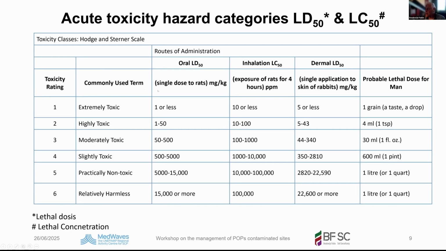Toxicity is expressed in LD50 and LC50. This is the dose and this is the concentration, LD and LC. Toxic rates, you have the classes, rating 1, 2, 3. Commonly used terms: extremely toxic, highly toxic, moderately toxic, slightly toxic, practically non-toxic, relatively harmless. And here are the doses given.